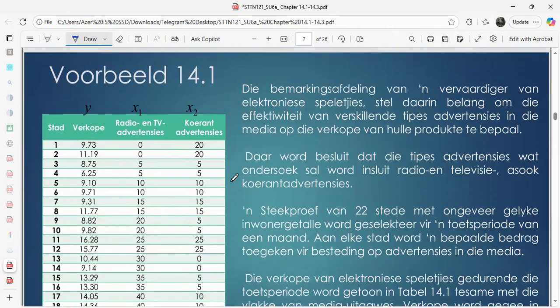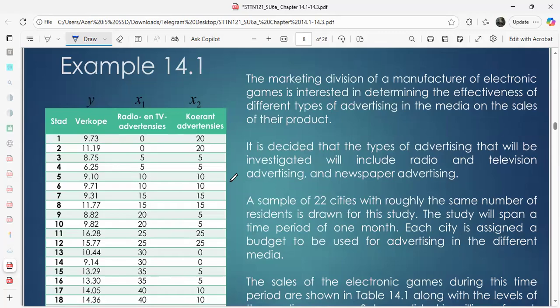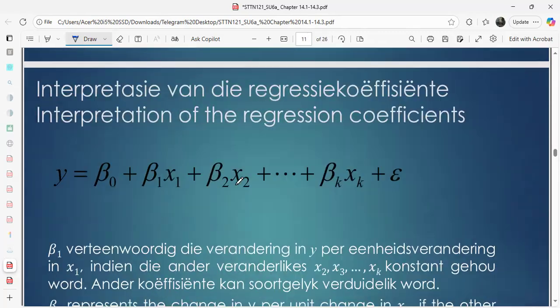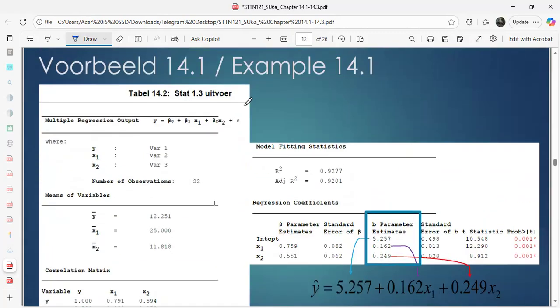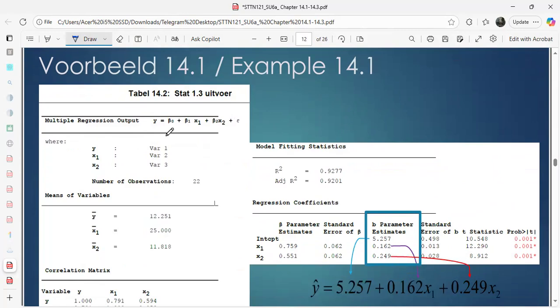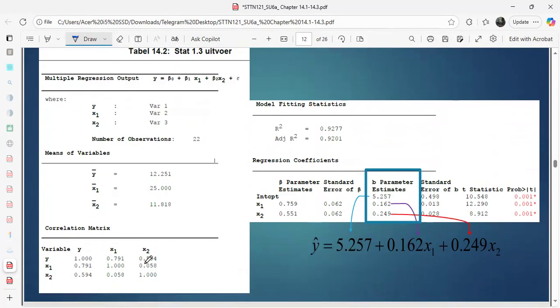Now with the multiple regression, you will be given something like this. This is that thing that I mentioned, the STATA 1.2, 1.3 output. You just need to know how to analyze this here.